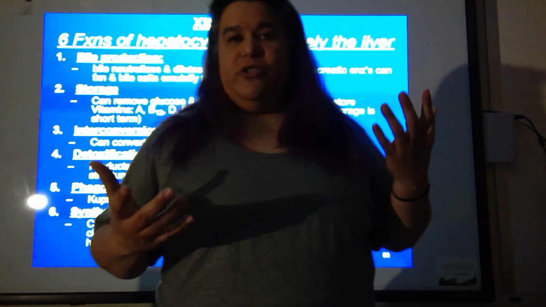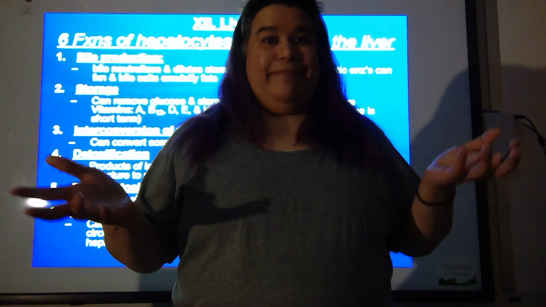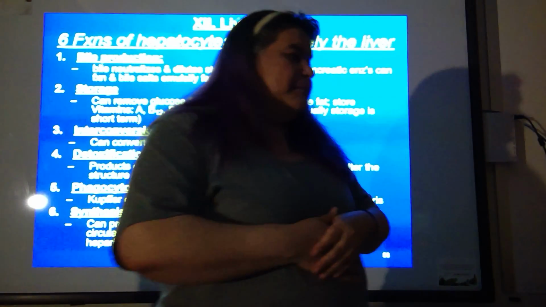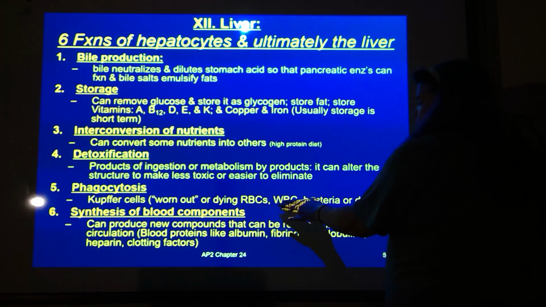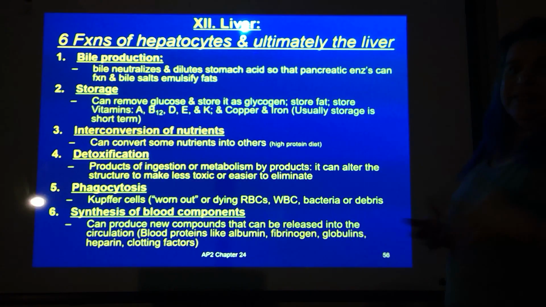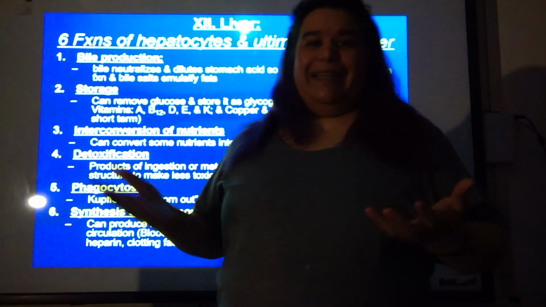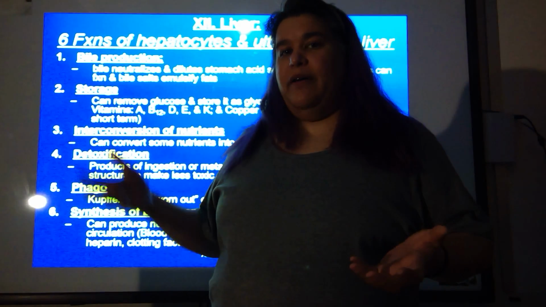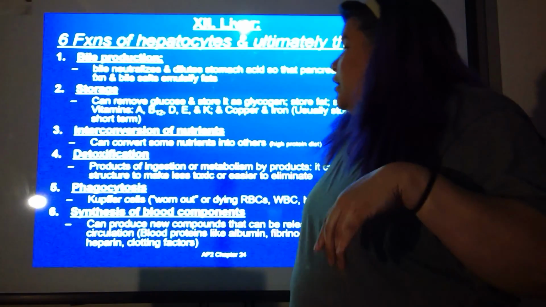they're macrophages. So one of the things that they do is they eat worn out or dying red blood cells, white blood cells, bacteria, debris. The Kupffer cells are doing the same thing that macrophages do. They clean up. So technically, phagocytosis is a part of what your liver does because Kupffer cells are part of your liver.